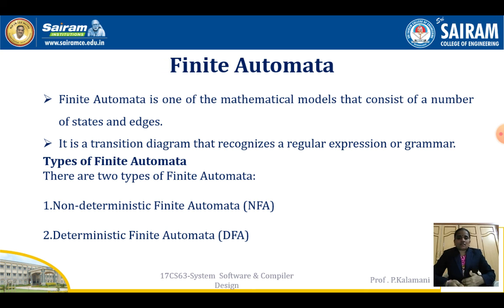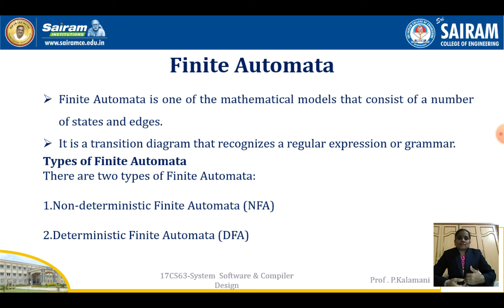Finite automata is a mathematical model that consists of a number of states and edges. It has a starting state and an ending state, with many states in between, and the lines between the states are called edges or transitions. It is a transition diagram that recognizes a regular expression or grammar. For that purpose we are using finite automata in this module 3. There are two types of finite automata: non-deterministic finite automata and deterministic finite automata. I think you clearly know the difference between them.